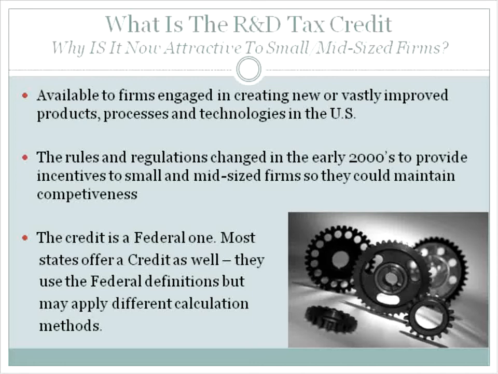In most cases, states follow the definitions supplied by the IRS for determining what is qualified. They might vary to some degree in how they calculate the credit. A good example would be, there was a time when Utah was basically saying whatever the federal credit is, the state credit in Utah might be 1.5 times that.